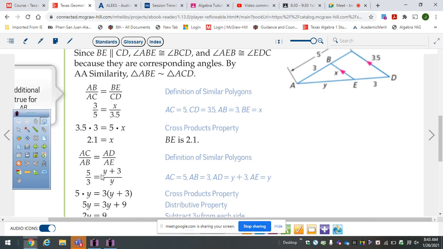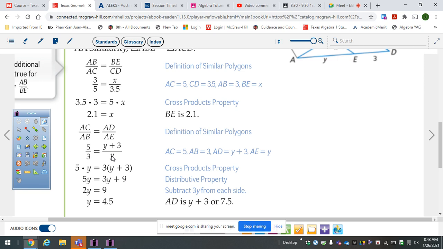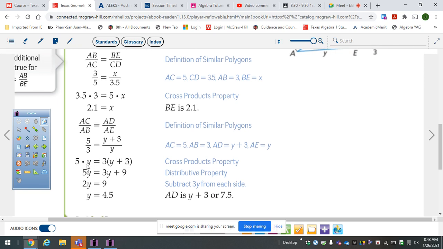Cross multiply here. 5 times Y. 3 times Y plus 3. 5Y, distribute here, gives you this. Divide by, oh wait, subtract 3Y. Divide by 2, and we get this madness.